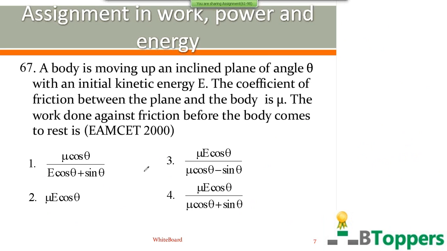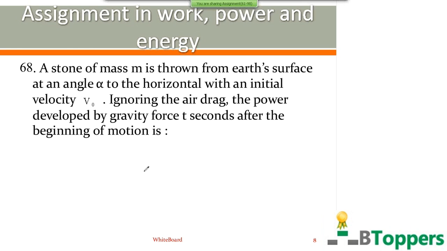So for question number 67, the fourth option is the answer. See question number 68. A stone of mass m is thrown from Earth's surface at an angle alpha to the horizontal with an initial velocity v0. Ignoring the air drag, find the power developed by the gravity force t seconds after the beginning of the motion.